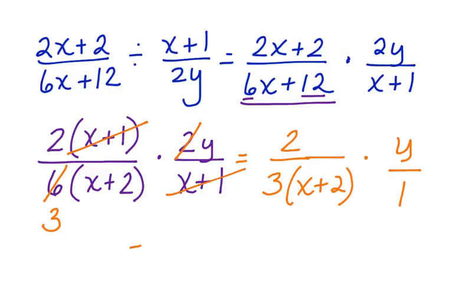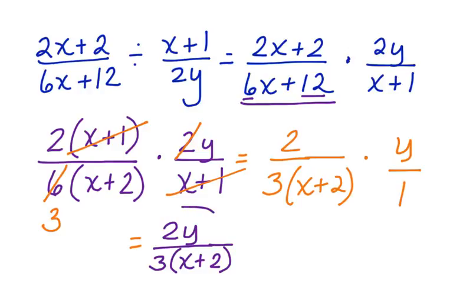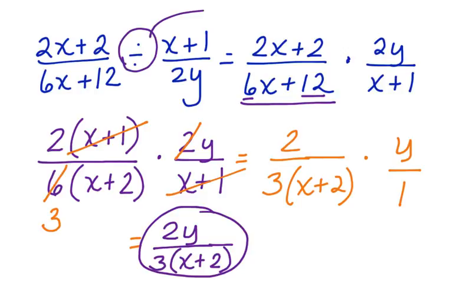When we multiply across, our final answer is 2y over 3 times x plus 2. And since we can't simplify this anymore, this is our final answer. So remember, you're going to need to change division into multiplication and then factor where you can and simplify to find your final answer. This is the key to division of rational expressions.